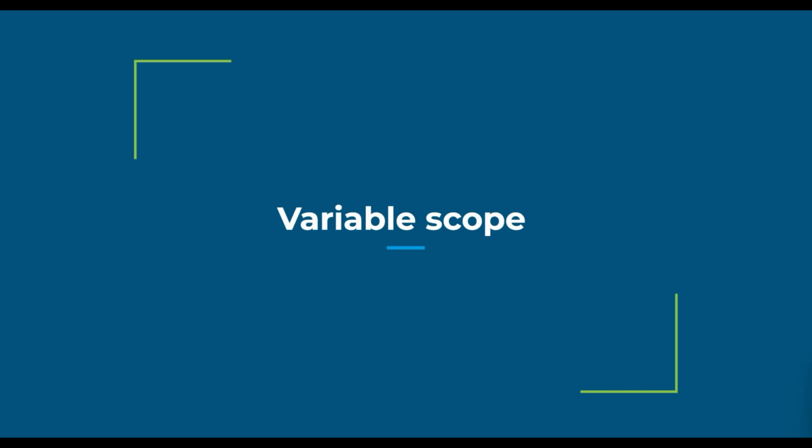So today we will learn about the variable scope. Variable scope refers to the accessibility and visibility of the variables within your code. In JavaScript, variables can have either local or global scope.